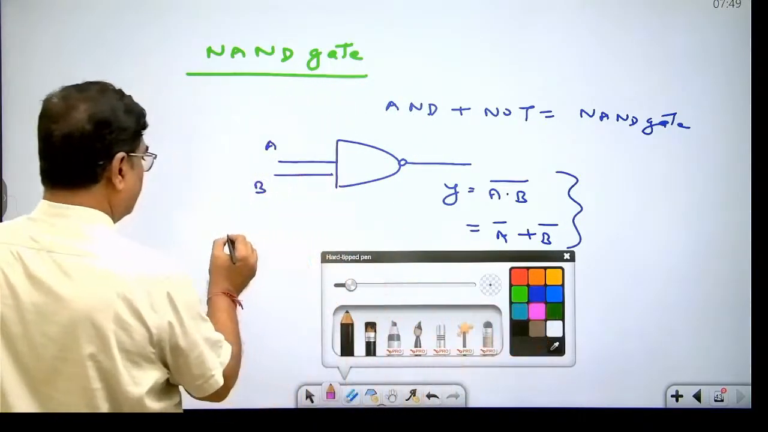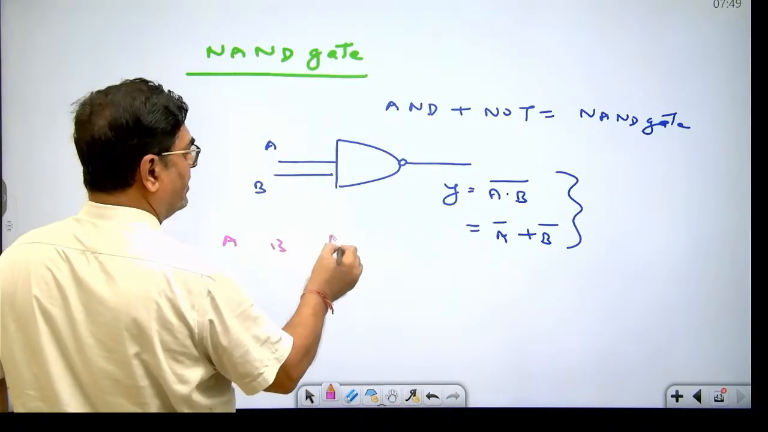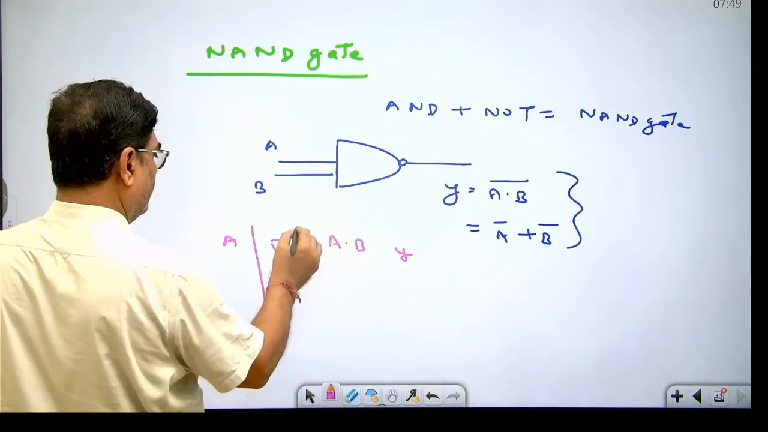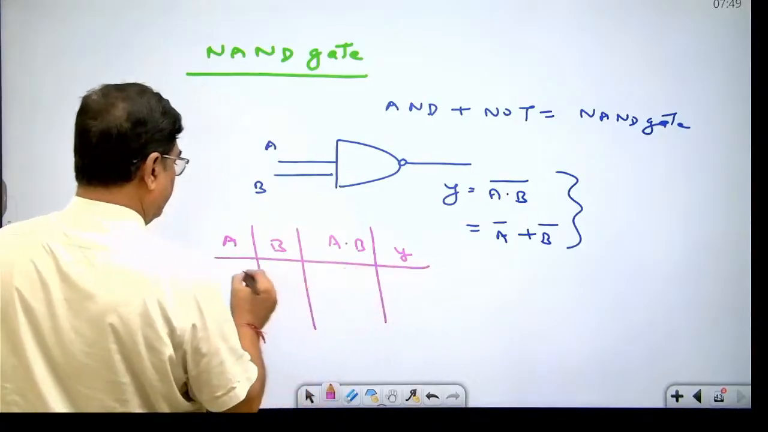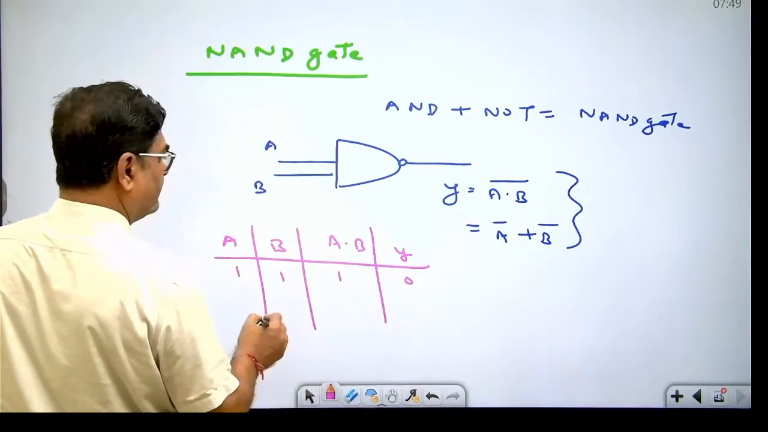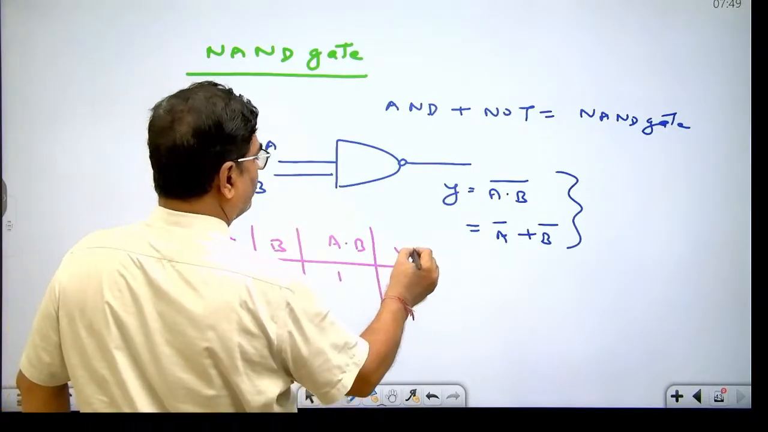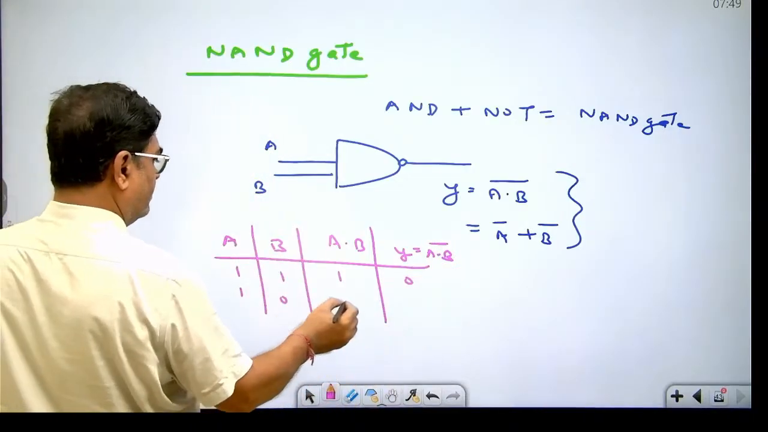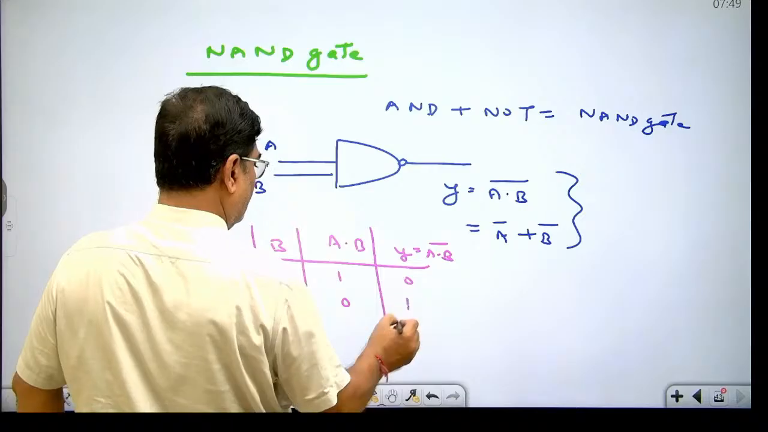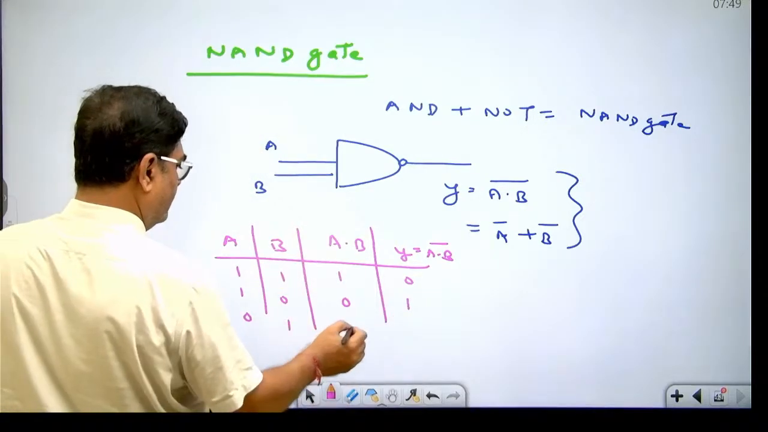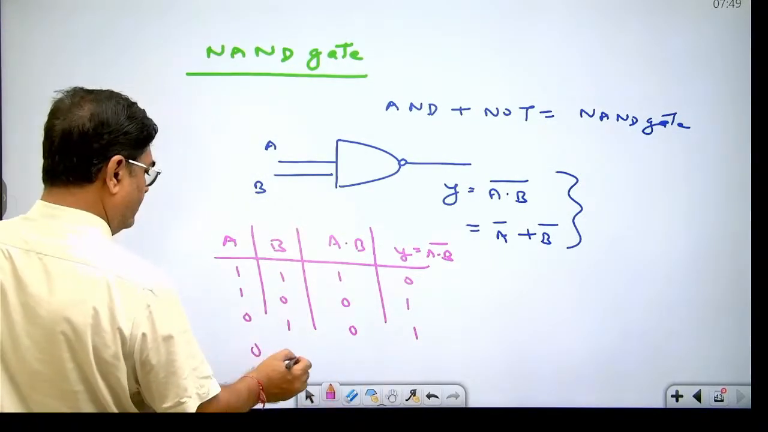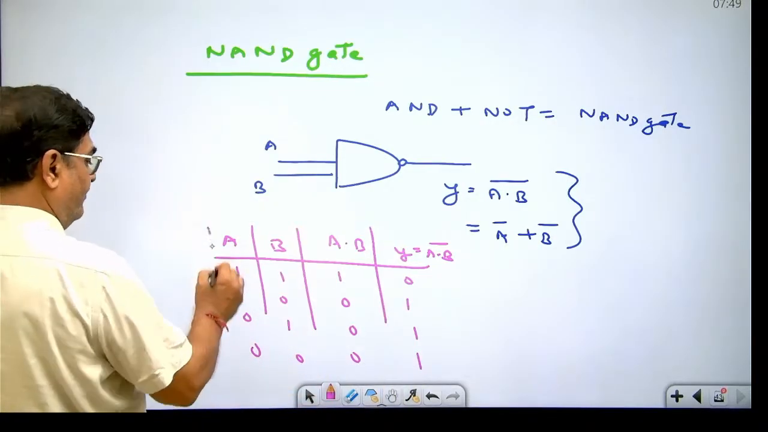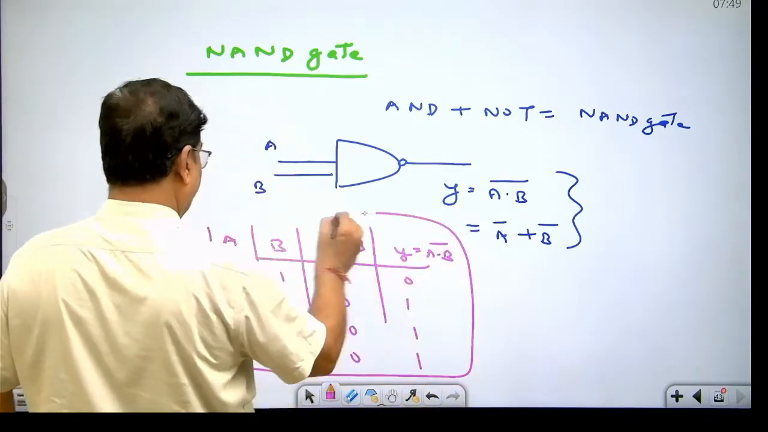If you want to write the truth table: A, B, A dot B and Y. This is 1, this is 1, this is 1, this is 0. Because Y is what? (A dot B) bar. This is 1, 0, 0. This is 1, 0, 1, 0, 1, 0, 0, 0, 1. So in the output of the NAND gate, we will get 0 when both the inputs are 1.